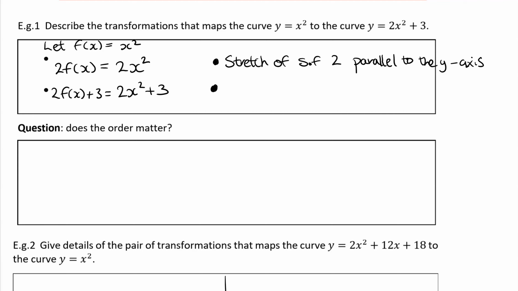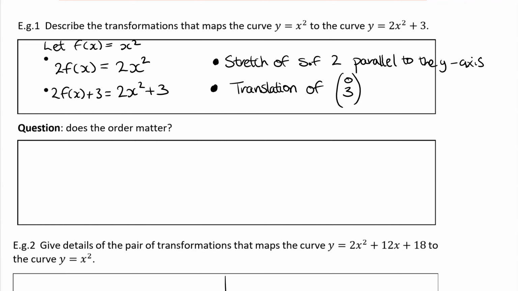And then what happens is I then add 3 to that 2x squared. So that would be a translation of (0, 3). Notice that both of these transformations affect the y's, not the x's, so they're both doing what you might expect them to do, okay?